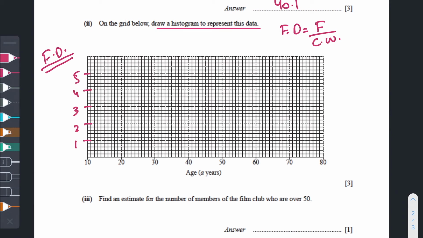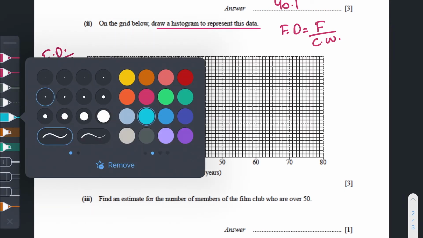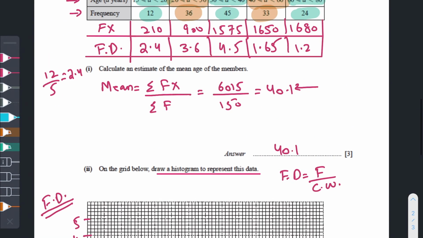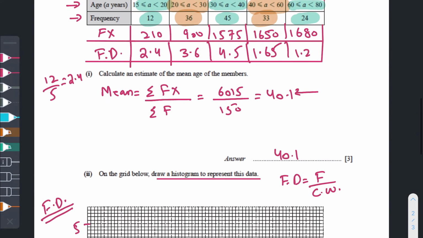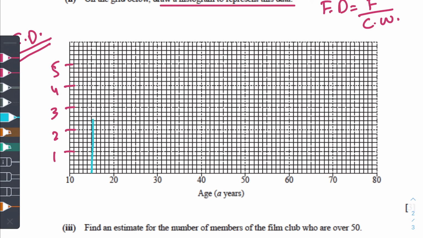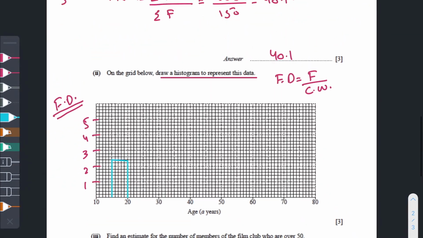Okay, the first class interval starts from 15 and goes all the way up till 20. So let's do it in another color. Let's do it in blue. That is going to be easier for us. The first interval is 15 to 20 and the frequency density is 2.4. So let's zoom in a bit. We start from 15 and we go all the way up till 2.4 like this. This is the first part of the histogram. Then I will shade it in the end so that we all can see it.